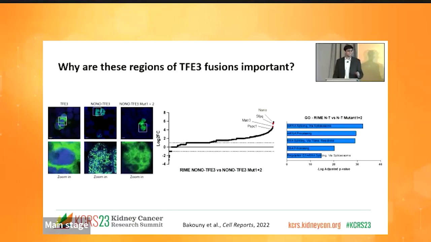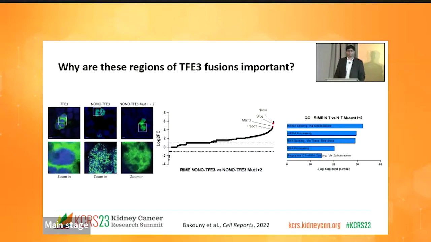When you make those inactivating mutations in the TFE3 fusion partner that disrupt RNA binding capacity, the fusion is still constitutively nuclear, but becomes more diffusely localized, suggesting that these condensates have been dissolved to some extent.